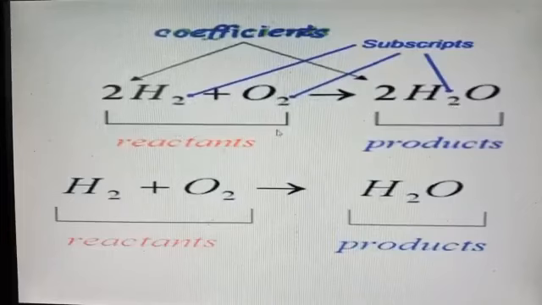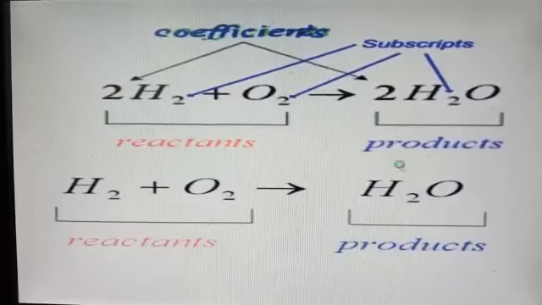So these are reactants and these are products. Whatever we write on the left of this arrow are reactants, and whatever we write on the right of this arrow are products. The reactants are H2 and O2, hydrogen gas and oxygen gas, and the product formed is H2O only. But if you have to write the balanced chemical equation, then you have to write this. This is the balanced equation.